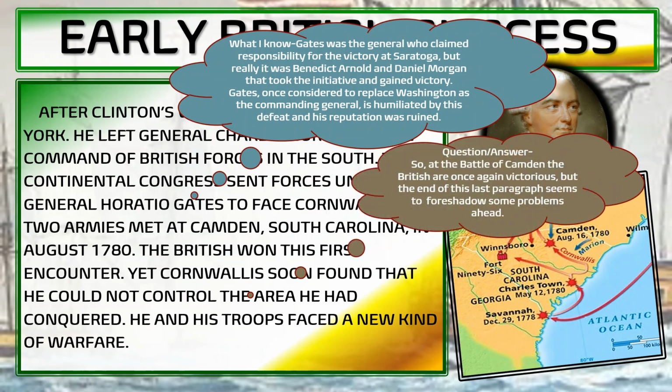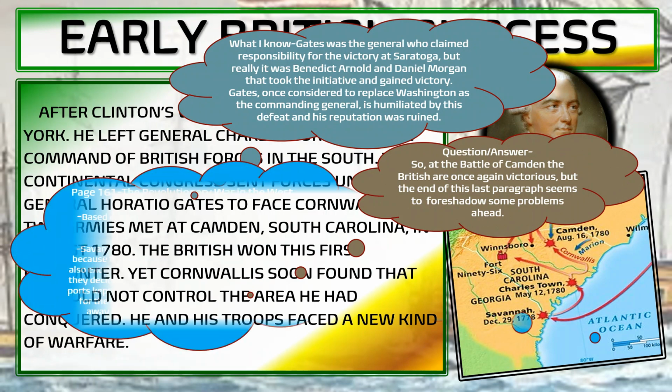Question and answer. So the Battle of Camden, the British are once again victorious. But the end of the last paragraph seems to foreshadow some problems. Notice I even reacted to that when I read it. I was like, oh boy, that doesn't sound good at the end. Okay, hey, I'm on 161, in case you need to know.